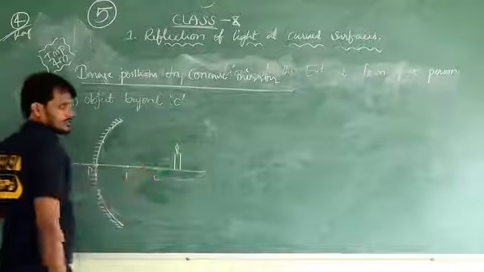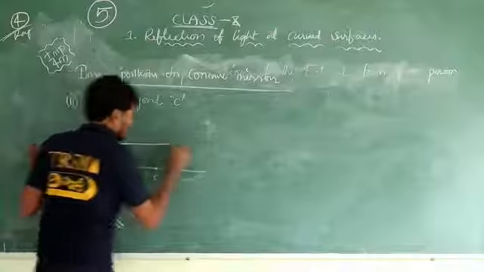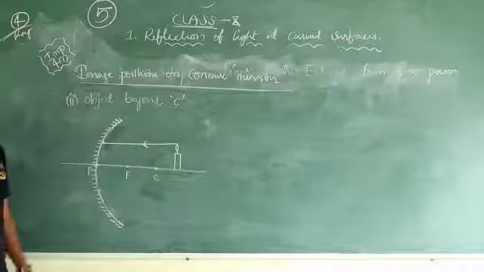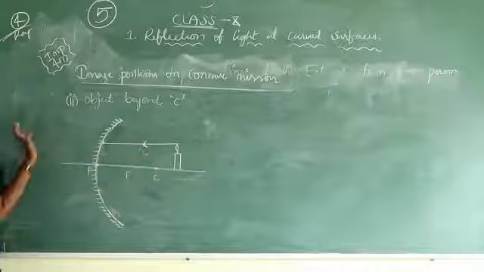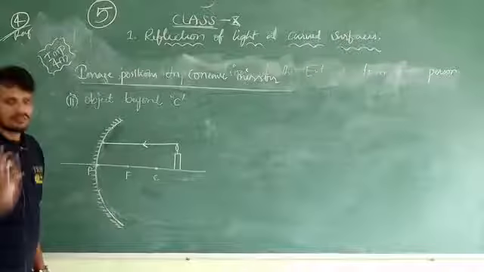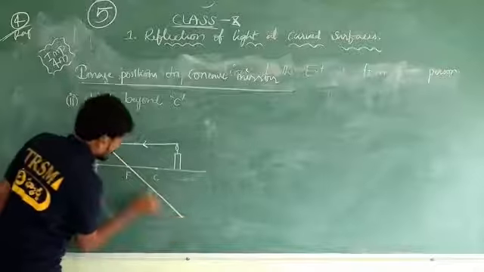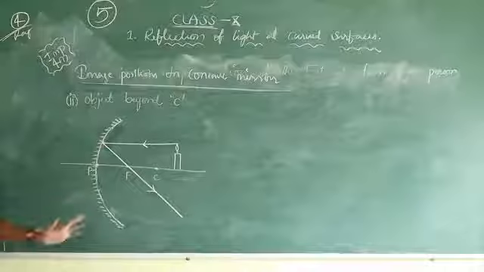From the tip of the object, one ray is coming parallel to the principal axis. The first incident ray is parallel to the principal axis. We know very well what happens if the incident ray is parallel to the principal axis: it passes through the focus.